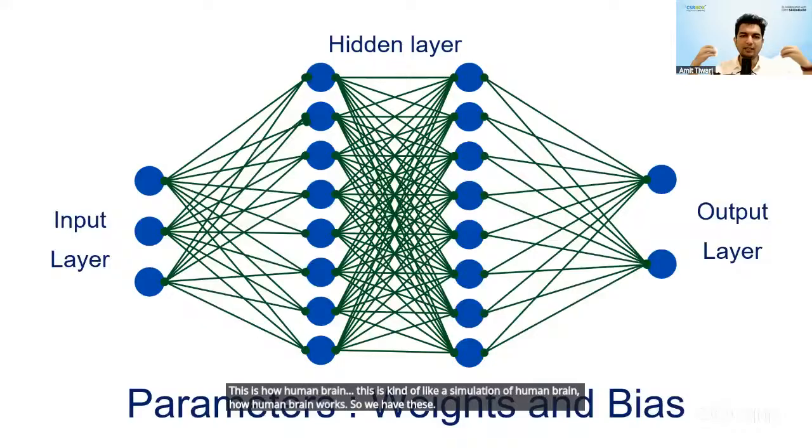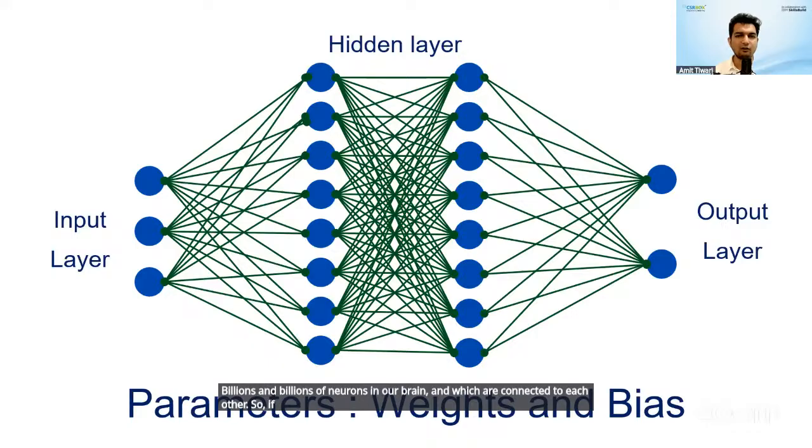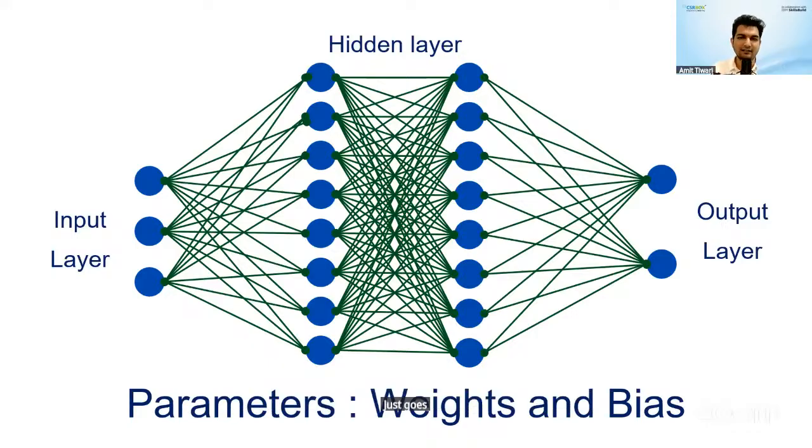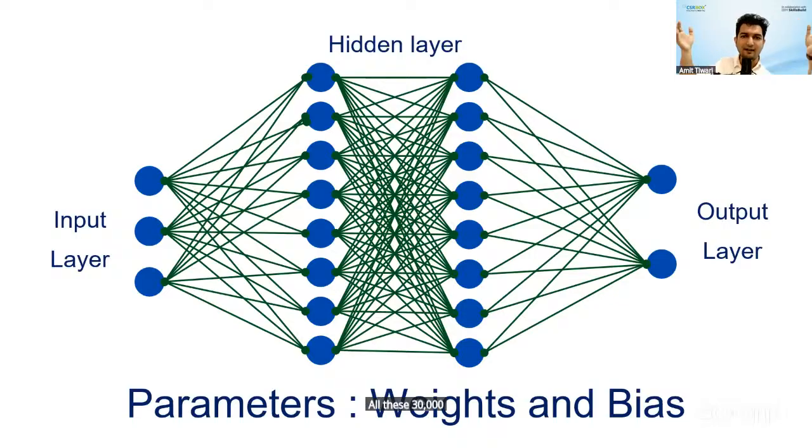We have billions and billions of neurons in our brain, connected to each other. If I touch a hot object, it signals my brain, one neuron signals another neuron, and in reality all these 30,000 neurons get fired. Based on whatever I have learned in the past, whether to hold that hot object or to throw it, depending on my past experiences or how valuable that hot object is, I will make a decision. So this neural network is what these parameters are.